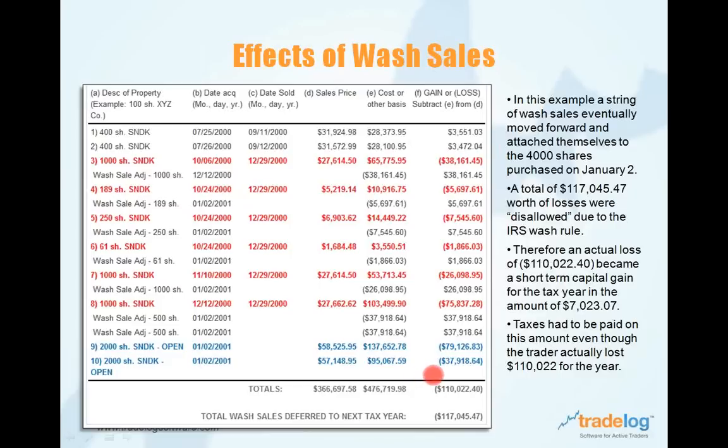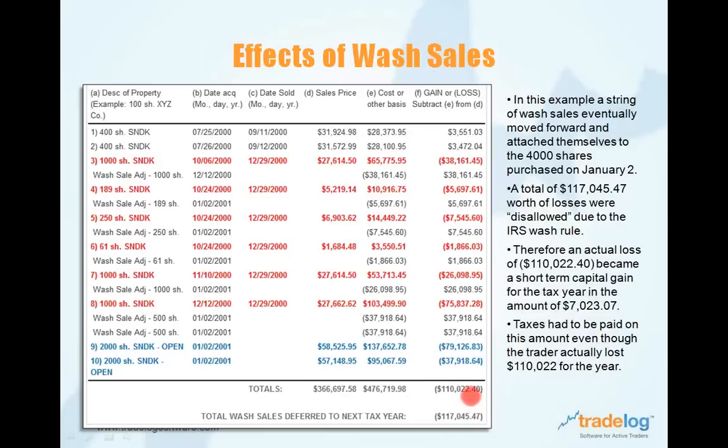What does that mean? Well, you notice here that those two trades on January 2nd have a loss of well over 110. In fact, it's $117,000 in losses that were all a result of the wash sale adjustment. So this total I'm highlighting right now, this is what he actually lost. In the year 2000, this trader lost $110,000 in the market. However, because of the wash sale rule, $117,000 plus was moved into the year 2001, and he could not take that on his taxes.